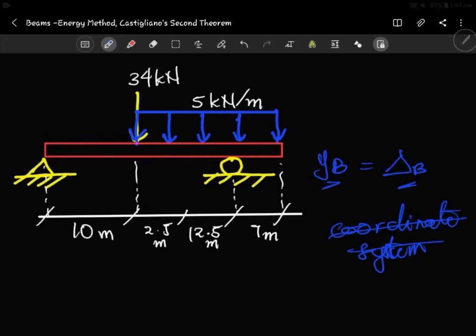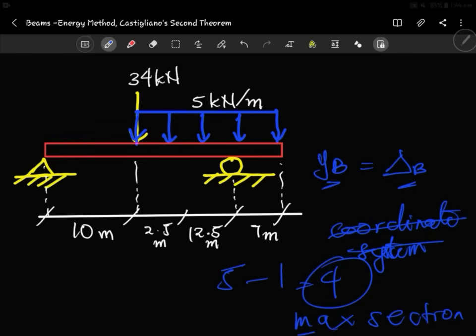The other thing is that the number of sectionings is very important. One thing I have noticed personally is that there's a way to find the number of sectionings, and I'm going to do it right here. You check the loads or the reactions. If you count the total number of loads, and let's say the loads are 5, you just subtract 1 from it, and that gives you 4. This 4 here is the maximum number of sections that can be done, the maximum.